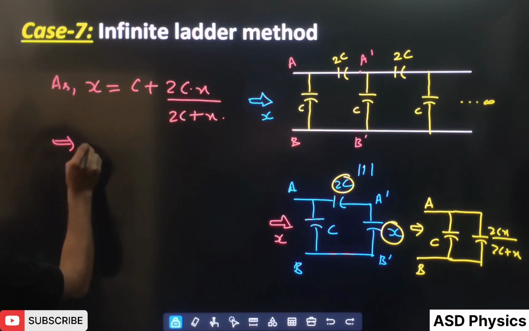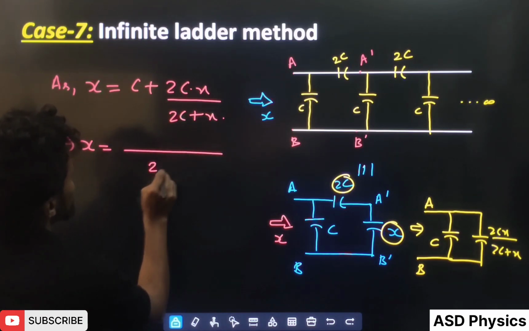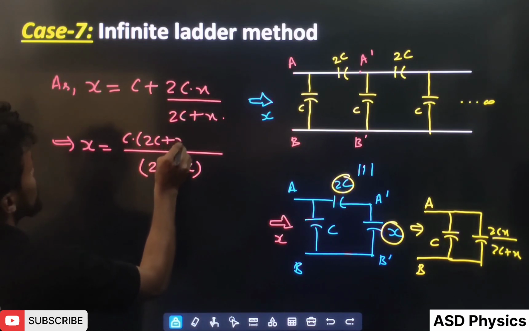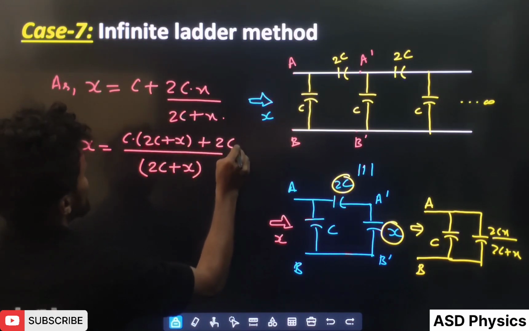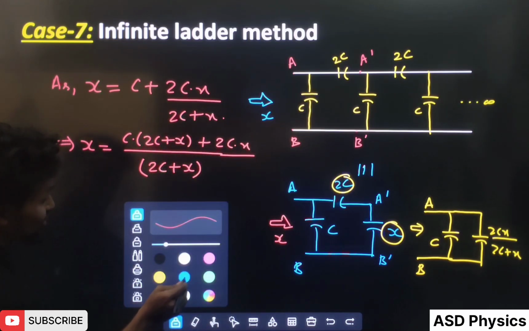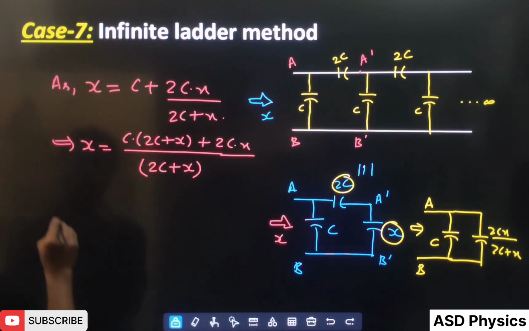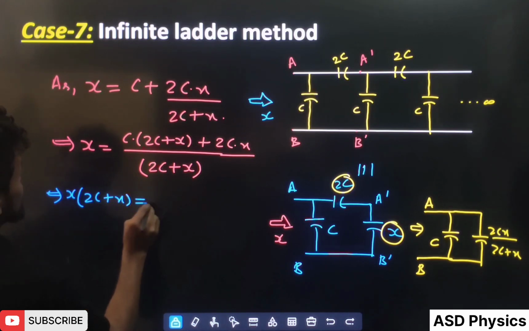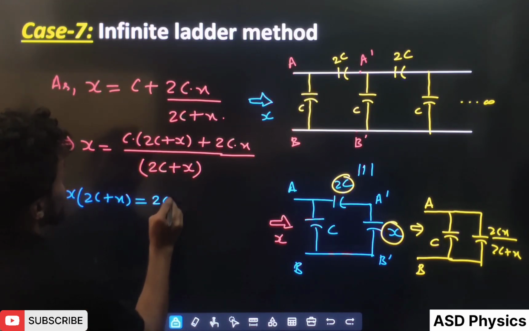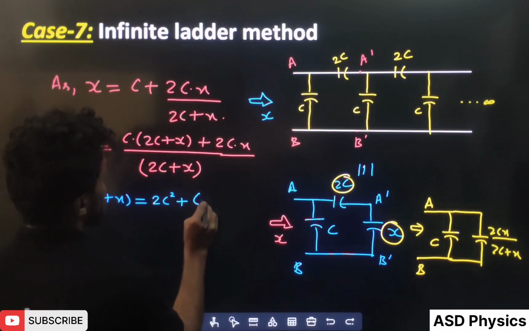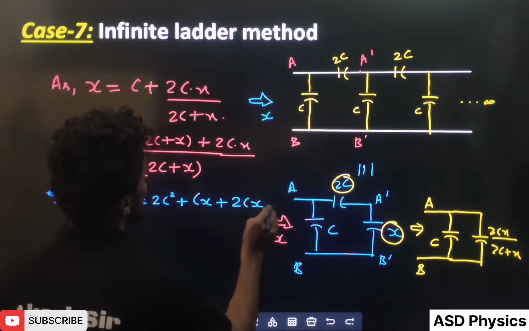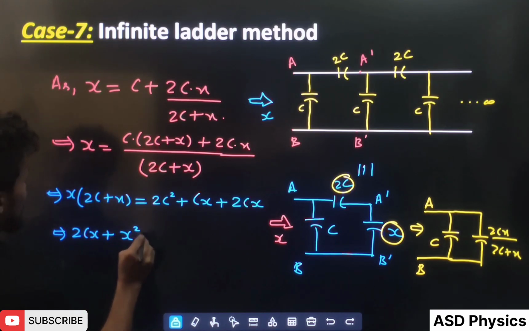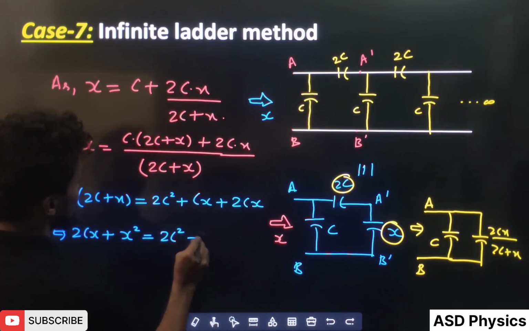Okay, now just simplify this. Let's take the LCM, which is 2c plus x. So we have c into 2c plus x plus 2cx. Now kindly see very well, because calculations are very, very important. Now students, just simplify this. So x into 2c plus x is equal to 2c square plus cx plus 2cx. Again, kindly multiply here: 2cx plus x square is equal to 2c square.